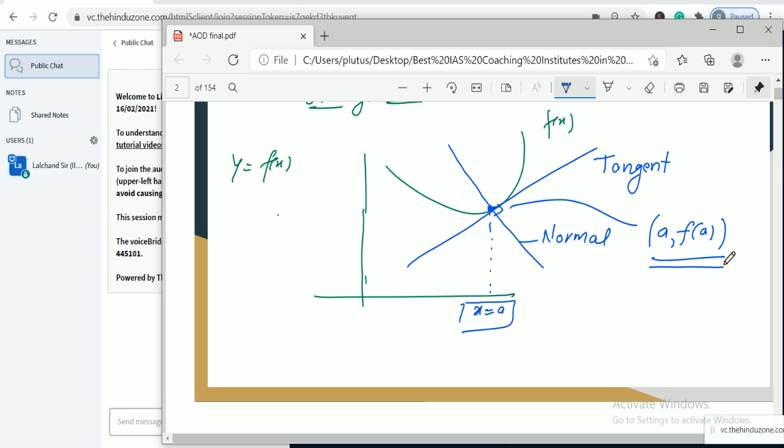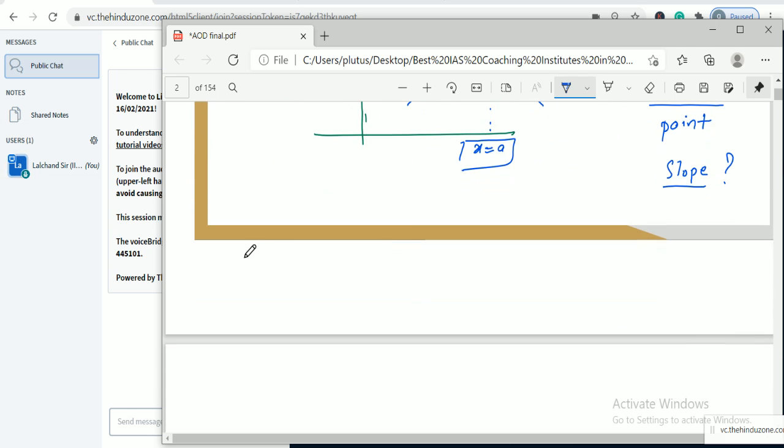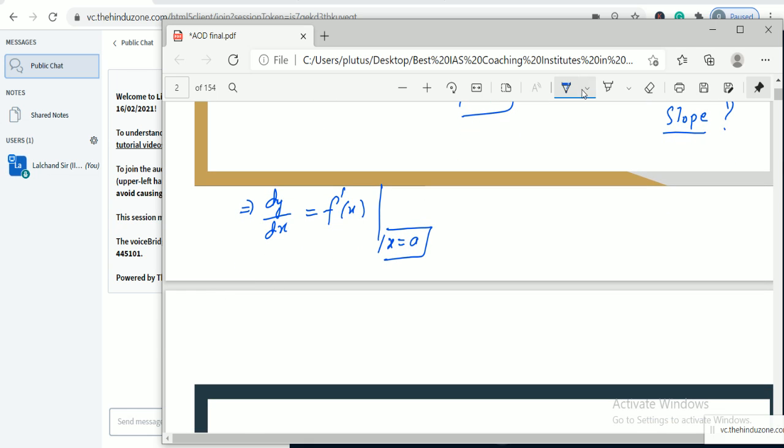So how to write the equation of tangent? To write the equation of tangent we have one point, this is our point. We need slope. So can we find out slope at this point? Yes, absolutely. We can find out slope by using dy by dx, or we can simply say f dash of x at point x equal to a. Whatever the given point, we need to calculate slope. If we have the slope, that is the m value, dy by dx, we can write equation of tangent.